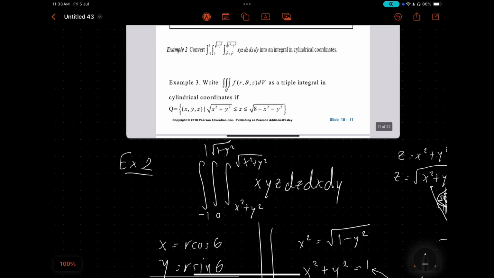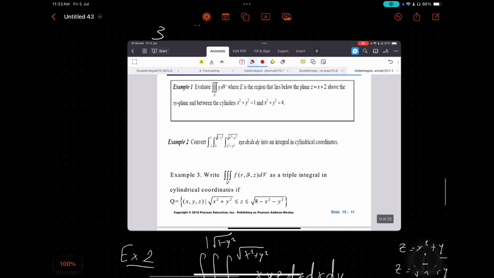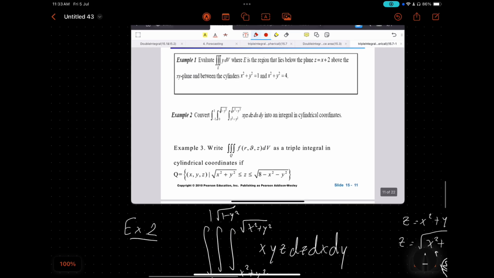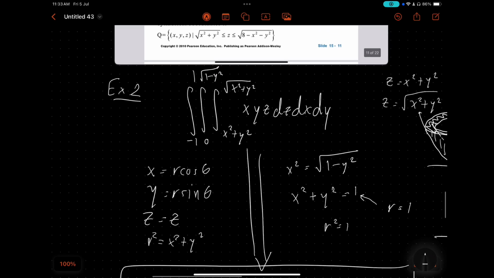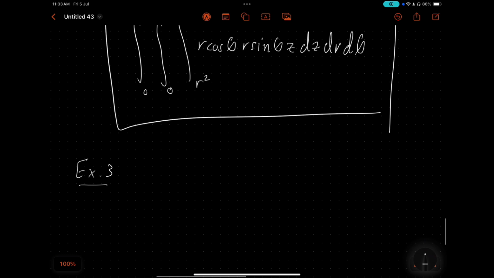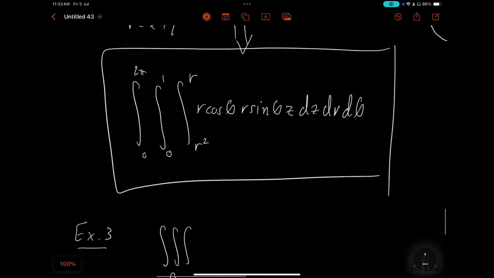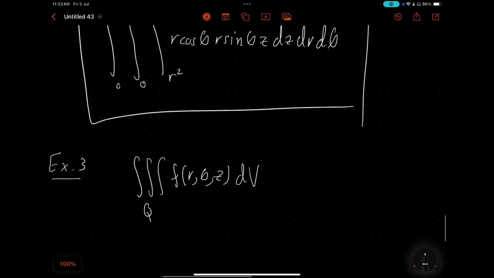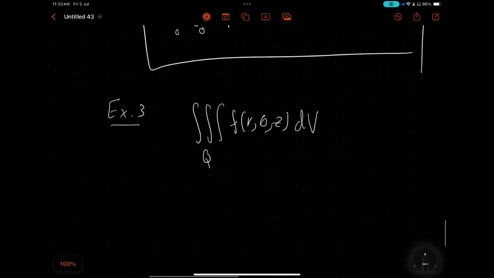Let's take another example. Now, example 3, he wants us to write this as a triple integral in cylindrical coordinates, and he gave us some conditions for z. That's basically simple. So let's go example 3. So triple integral over Q of f of r, theta, z dz dV, and then we have Q.